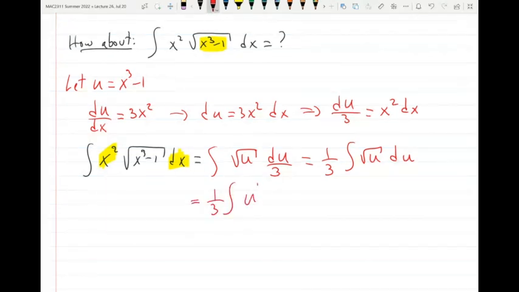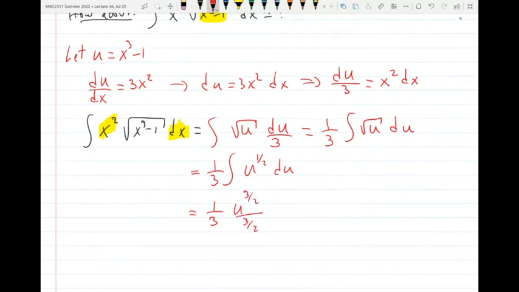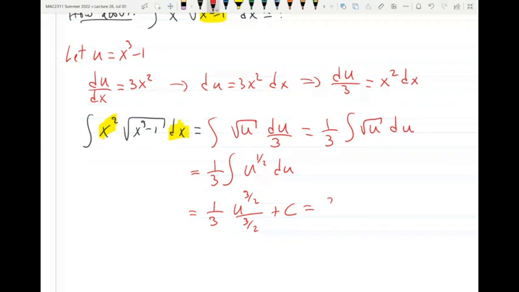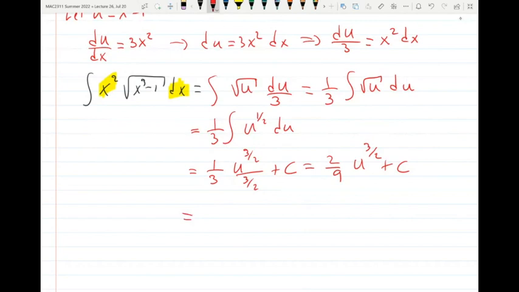So as you know, we write it as u to the 1/2. Use our power rule. So it will be u to the 3/2 over 3/2. So we get 2 over 9 u to the 3/2 plus c. But then of course, the original variable is x, so we need to put the final answer in terms of the variable x. So now we just put back whatever u was equal to. So what was u equal to? x cubed minus 1. So this is 2 over 9 times x cubed minus 1 to the 3/2 plus c.